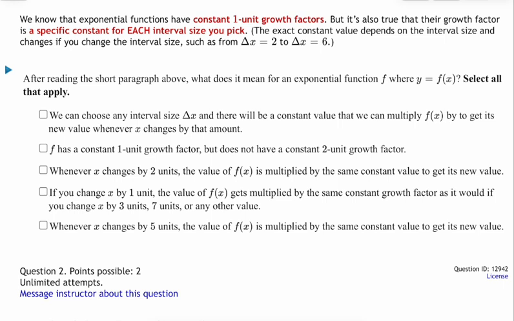I think that is a legit choice. So let's put a little x there. F has a constant 1-unit growth factor, but does not have a constant 2-unit growth factor. That's out.